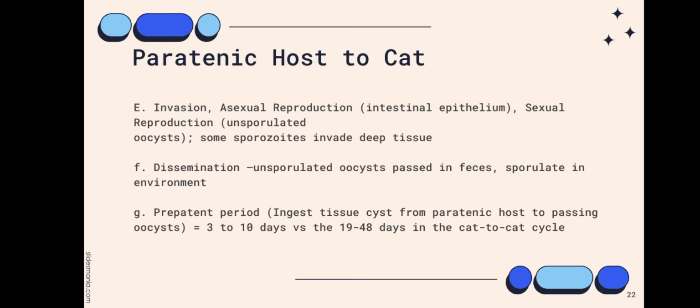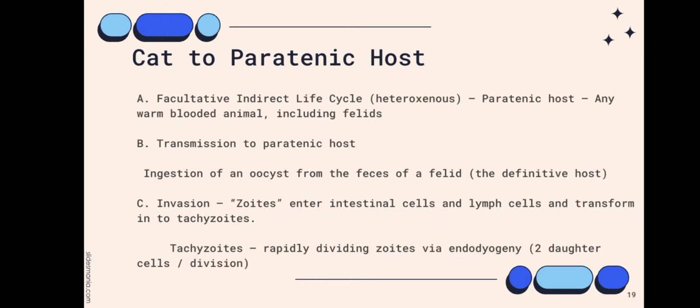Some sporozoites invade deep tissue. Next, the dissemination. Unsporulated oocysts pass in feces and sporulate in the environment. Lastly, the prepatent period, from ingestion of tissue cyst from a paratenic host to passing oocyst, is 3 to 10 days versus the 19 to 48 days in the cat-to-cat cycle. To paratenic host.